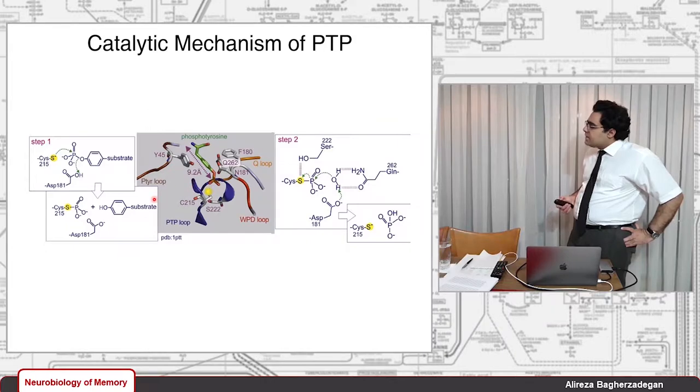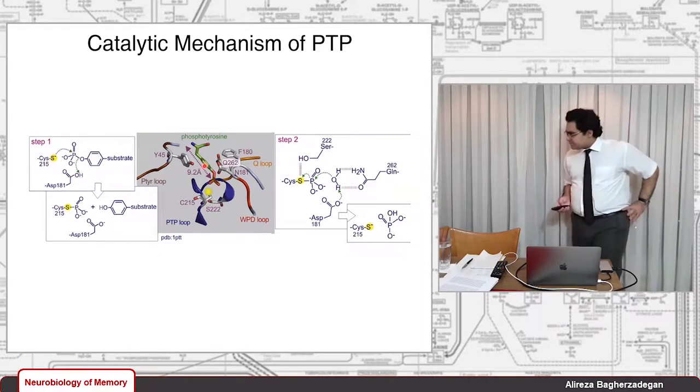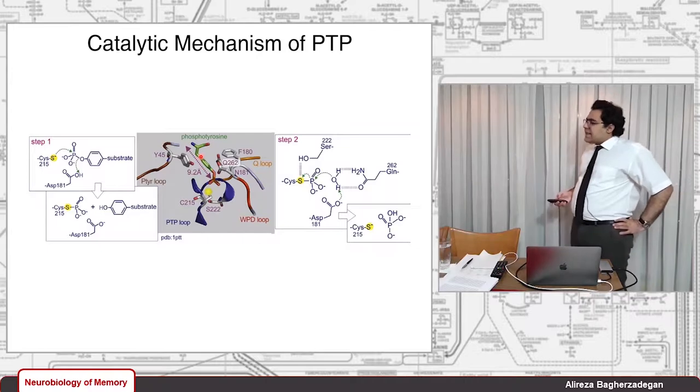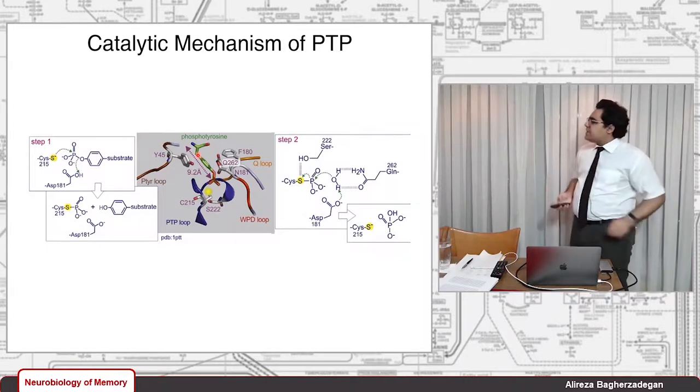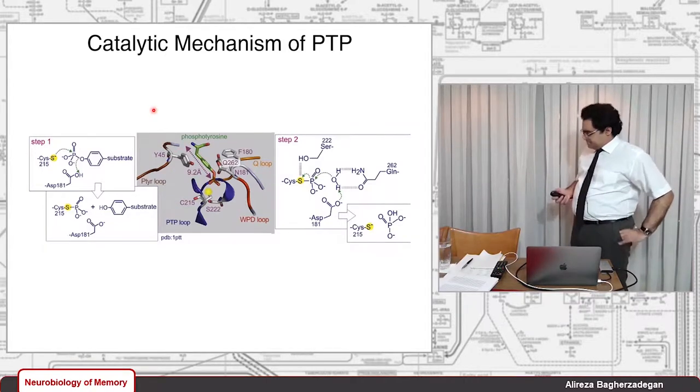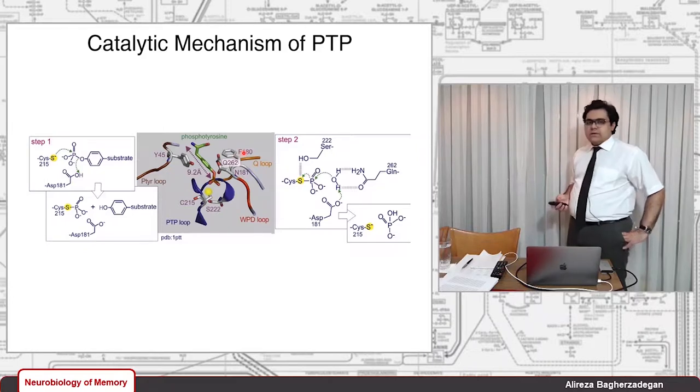Okay? You know what? This substrate, or phosphotyrosine, is aligned and sandwiched between this tyrosine Y45 and another phenylalanine, F180, okay?